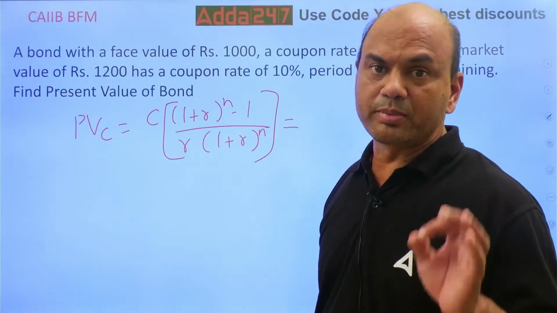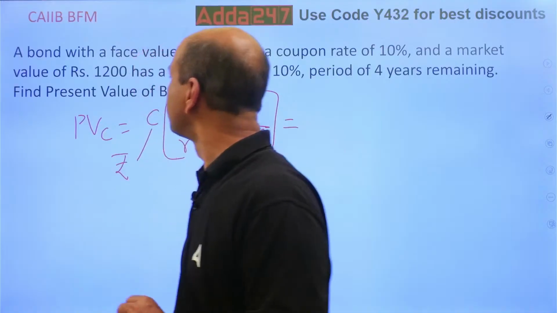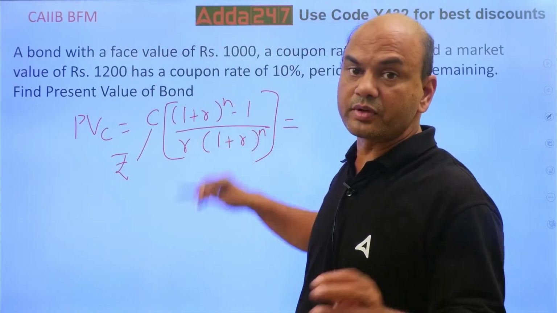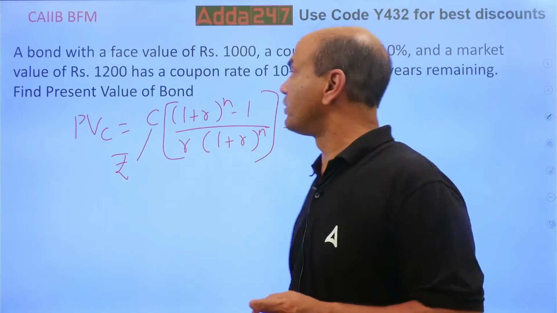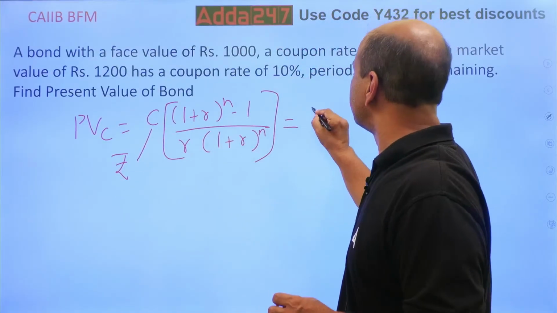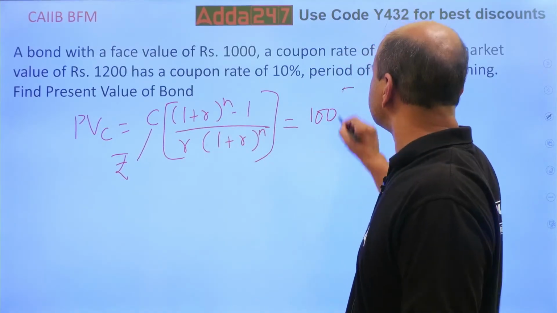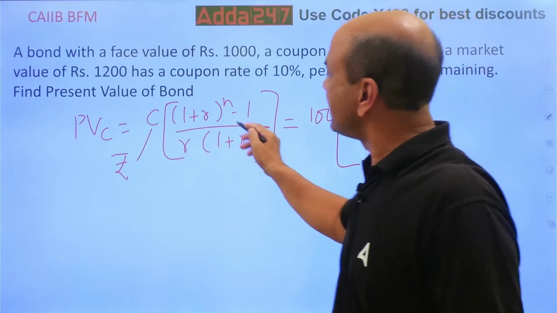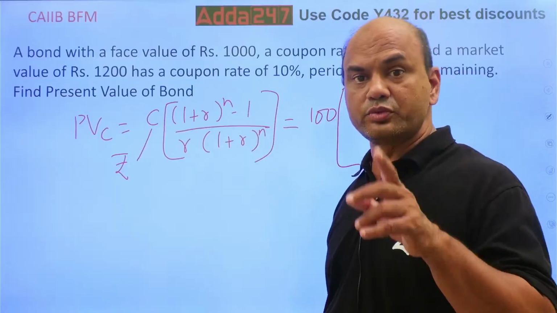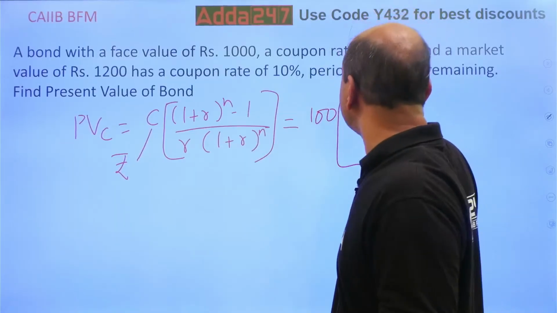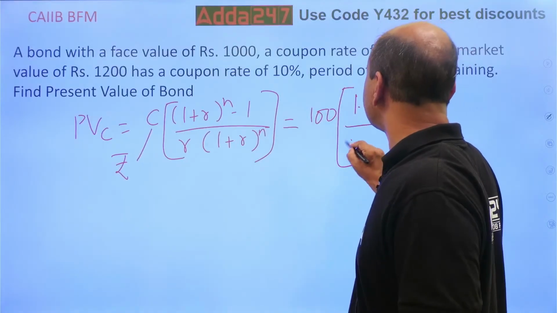And always coupon needs to be taken in rupees. It will never be in percentage. Which is given in percentage, you have to convert it to rupees. So it will be 10% into 1000. So 100. 100 into, now solve this. 1 plus R. Now this part is common. Just now what we did, 1.1 raised to 4. Same thing. So again it will be 1.1 raised to 4 minus 1 upon R.